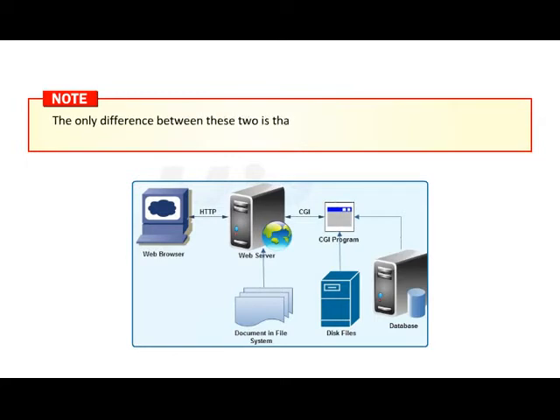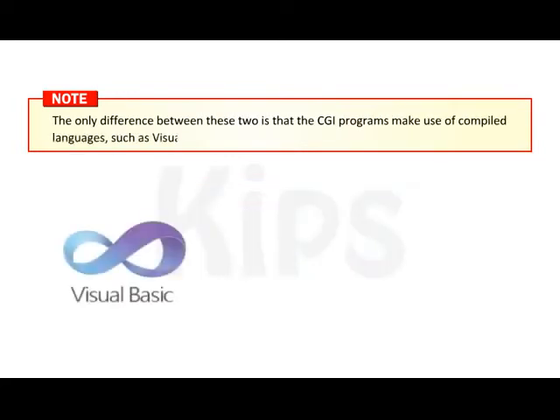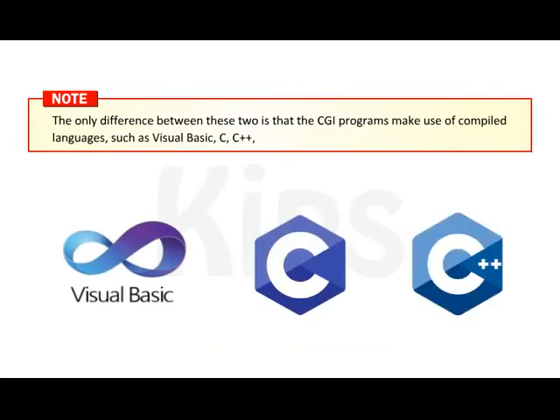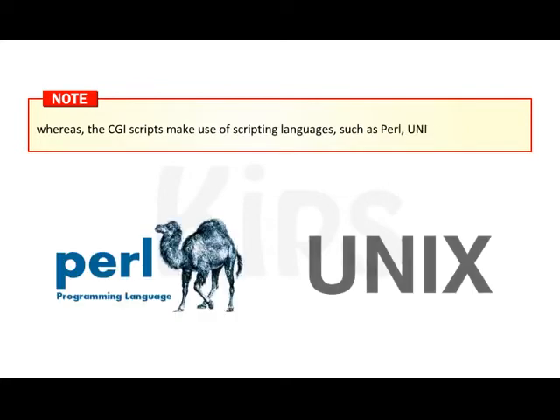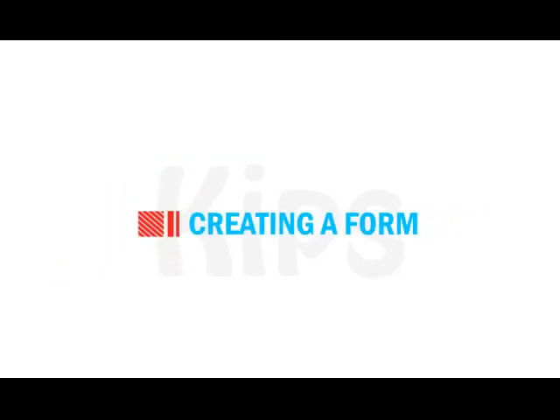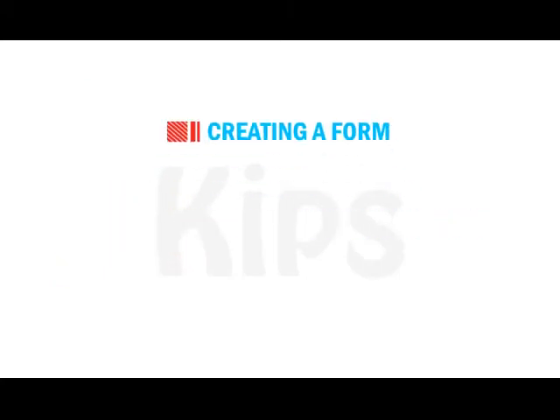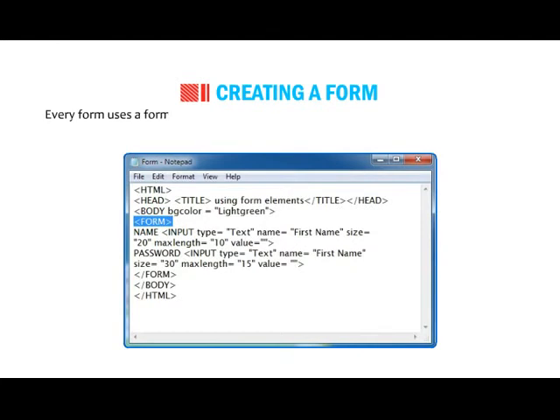The only difference between these two is that the CGI programs make use of compiled languages such as Visual Basic, C, C++, etc. Whereas the CGI scripts make use of the scripting languages such as Perl, Unix shell scripts, etc. Students, let us learn how to create a form. Every form uses a form element which begins with a form tag and ends with a /form tag.